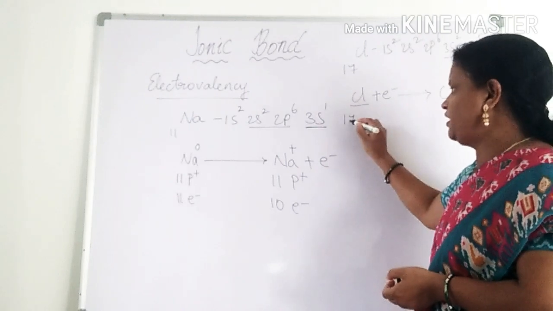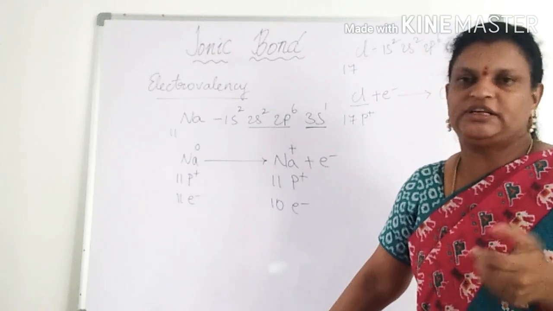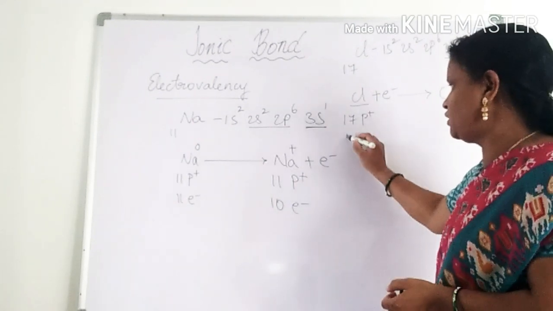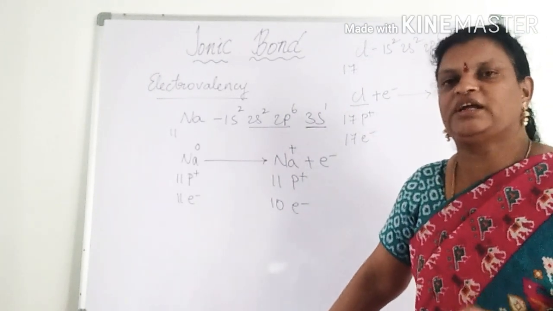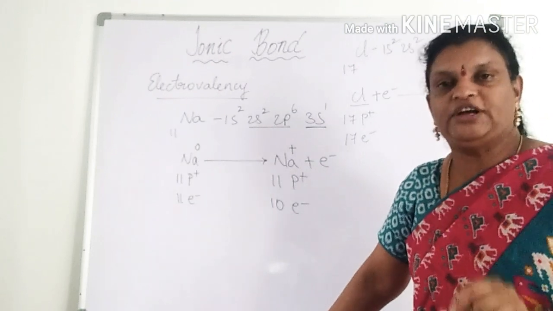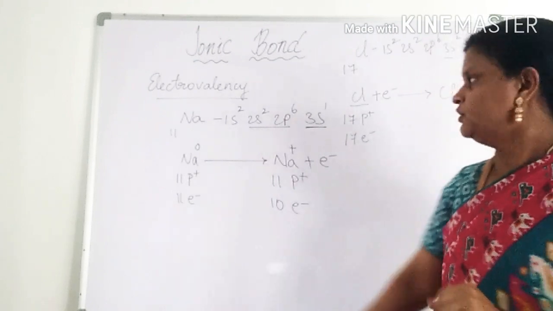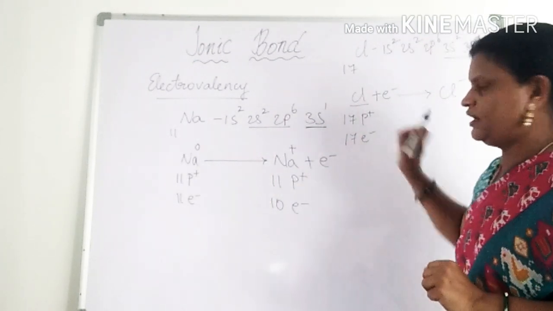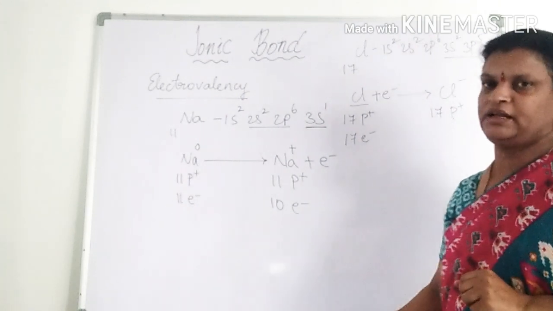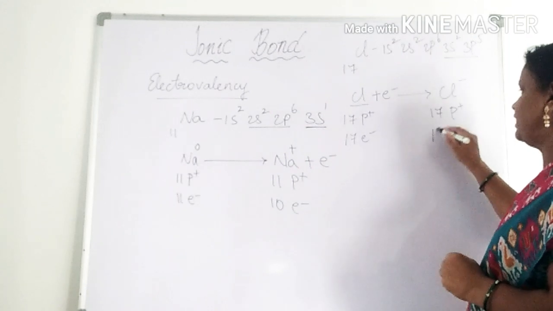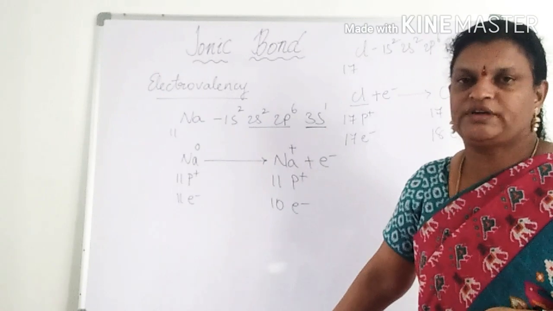It has 17 protons. We already know that the atomic number is the number of protons present in the atom, or the number of electrons present in the neutral atom. So based on atomic number 17, we can say that 17 protons and 17 electrons are present in chlorine. On this side, 1 electron is gained. So there are 17 protons but 18 electrons. 18 electrons is the electronic configuration of argon.